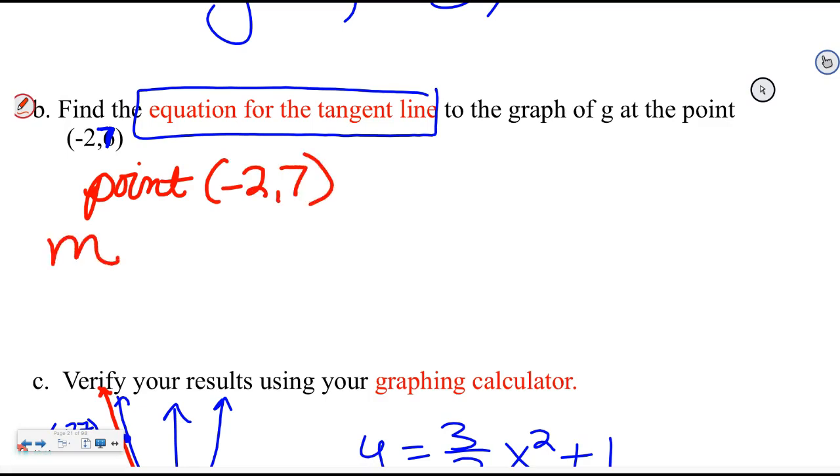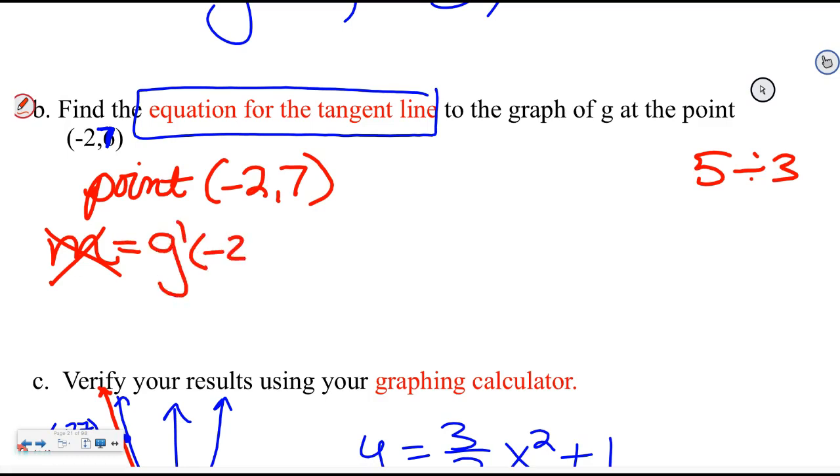The only difference is that's kind of little kid notation. It's kind of like using 5 divided by 3. How many of you still write it like that? You don't write that anymore, do you? You write 5 over 3. That's kind of what we're doing now with the m. This is kind of little kid notation. We want the slope, which is the derivative at -2.